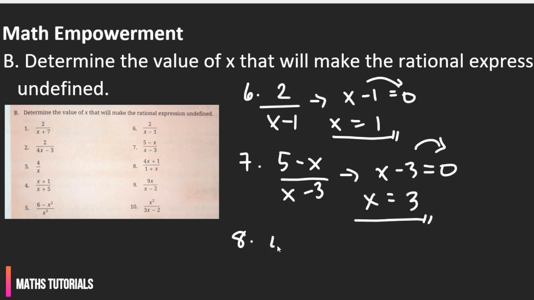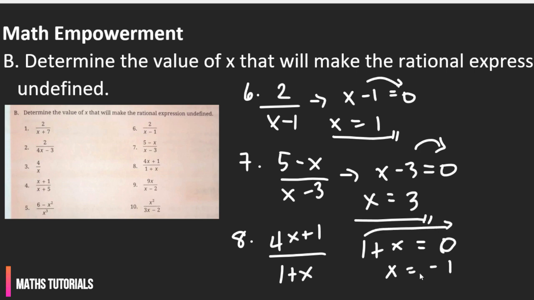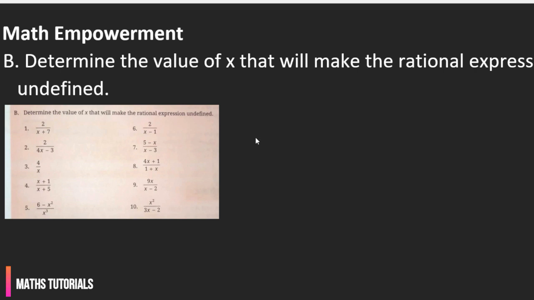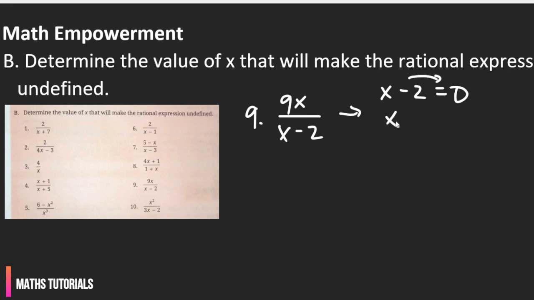Number 8, 4x plus 1 over 1 plus x. Setting 1 plus x equal to 0. So x equal to negative 1 when you transpose 1 to the right side of the equation. Alright, number 9. We have 9x over x minus 2. So then we set x minus 2 equal to 0. Transposing negative 2, we'll have x is equal to positive 2.